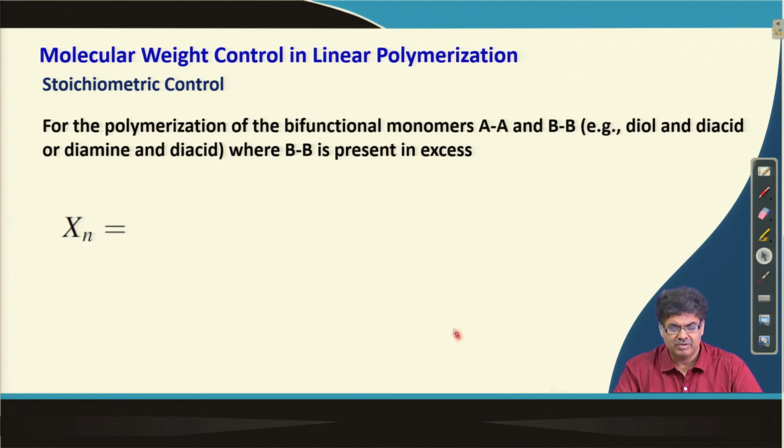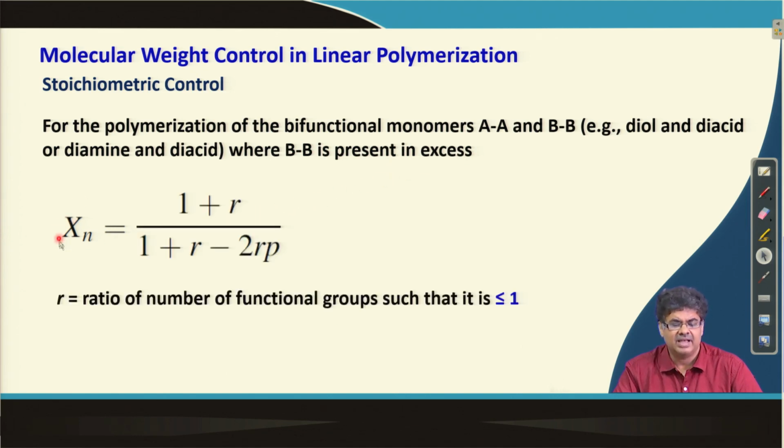Now, I am not going to derive this expression. The simplest case is where we have A and B, two types of monomers, with A and B functionality, and where BB is in excess. In that case the average degree of polymerization is given by the following expression. This is not simple to derive. You can refer to any textbook to find the derivation.